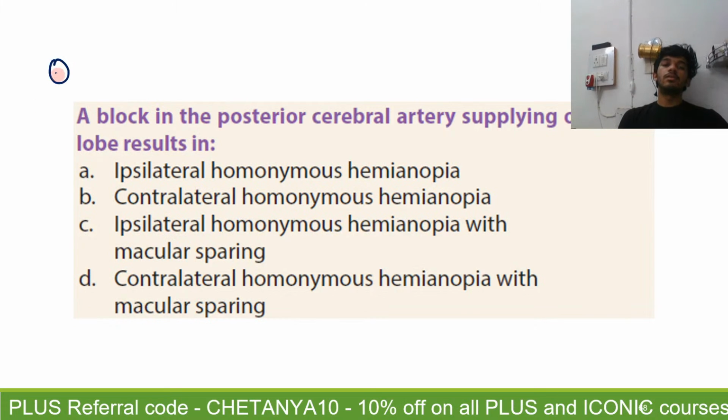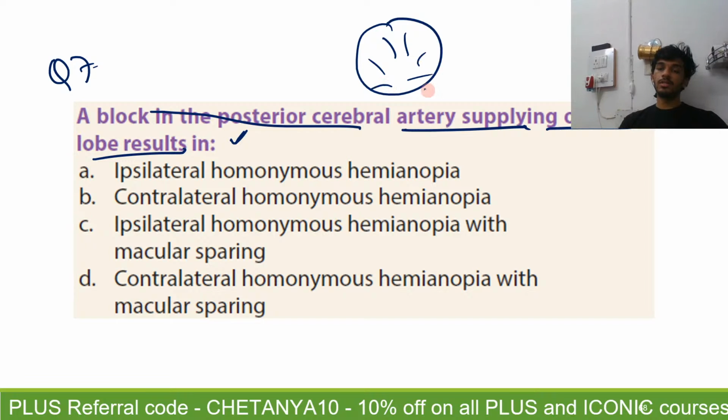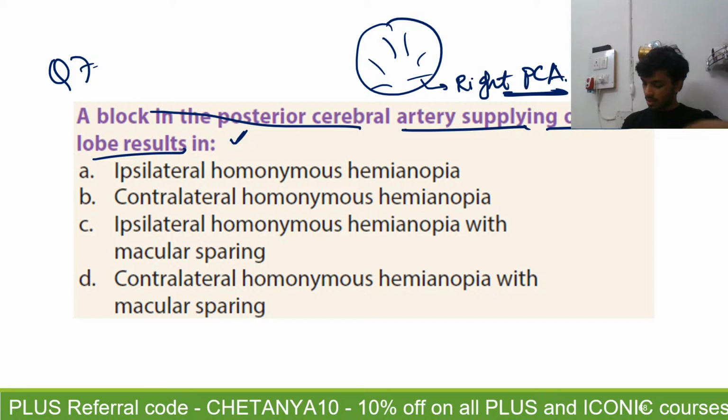Let's move to question 7. There's a block in the posterior cerebral artery supplying the occipital lobe. What does it cause? If this is the brain and you have the anteriors here, the middles here, the posteriors here, there is a block in, let's say, the right posterior cerebral artery, which supplies the occipital lobe. What does it result in?